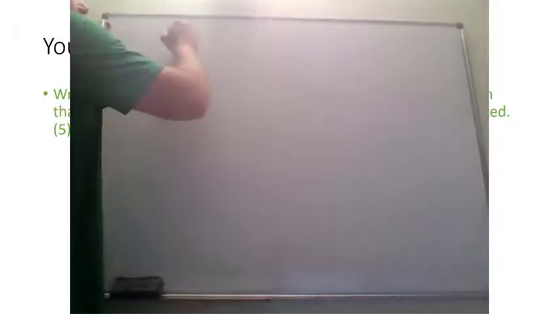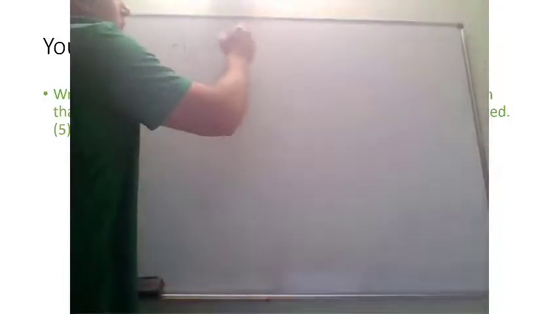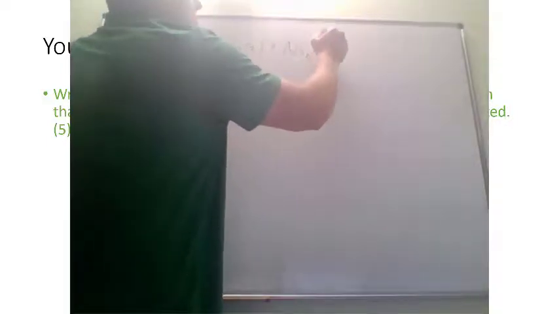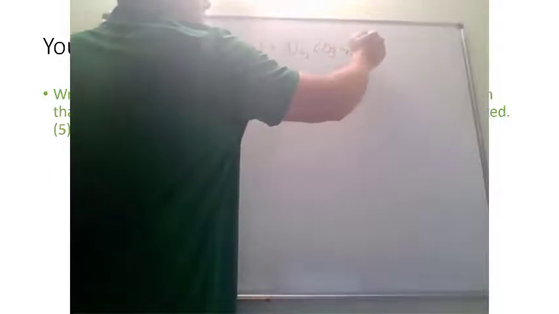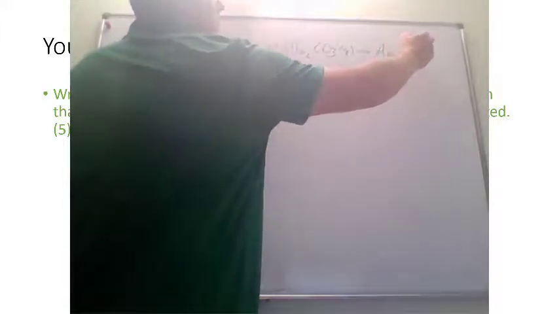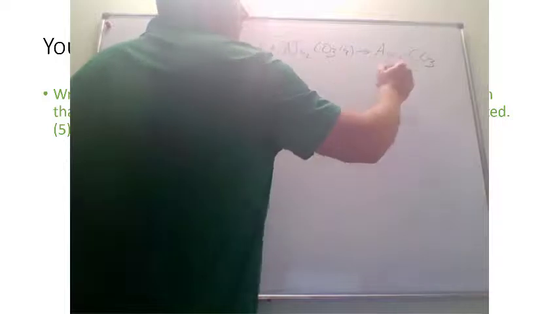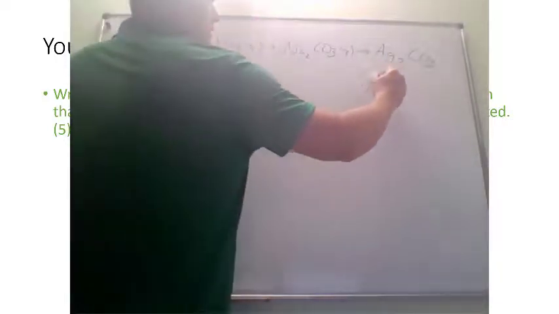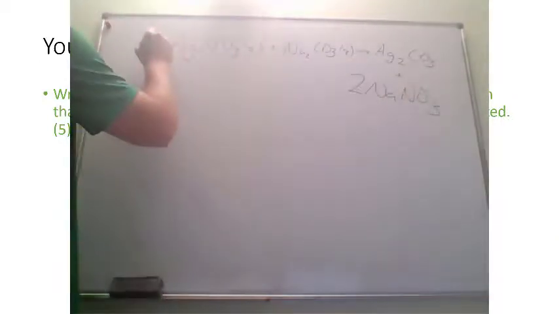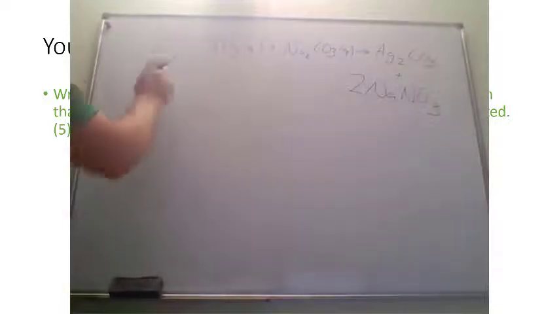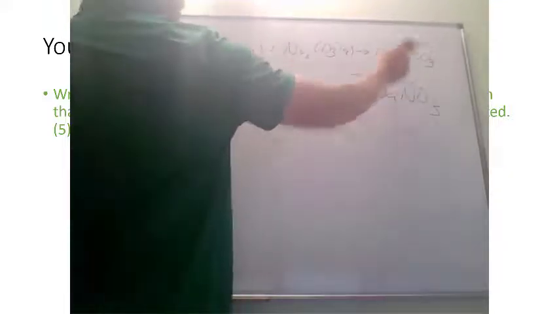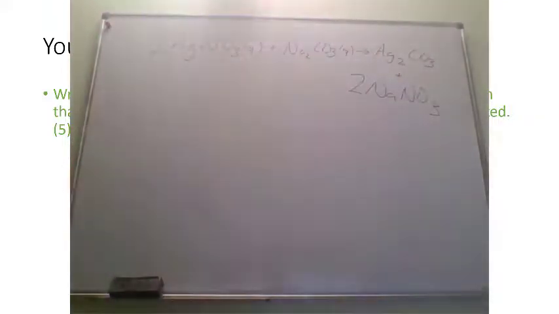Okay, so we have silver nitrate, aqueous, plus sodium carbonate, and switching partners, we form silver carbonate plus sodium nitrate. To balance our equation here, we have to have 2, 2. All right, that gives us 2 silvers on each side, 2 nitrates on each side, 1 carbonate on each side, 2 sodiums on each side.